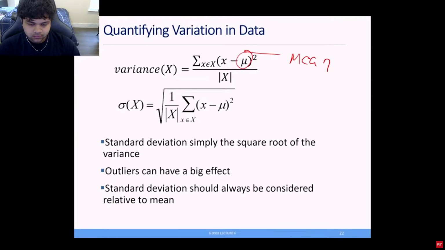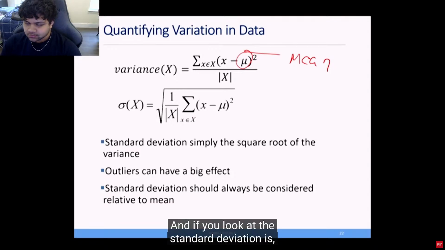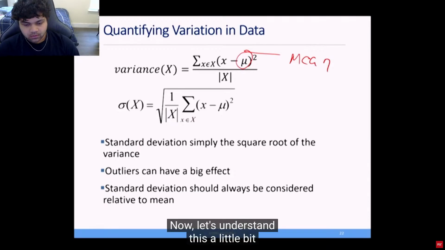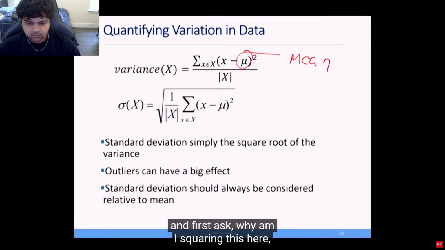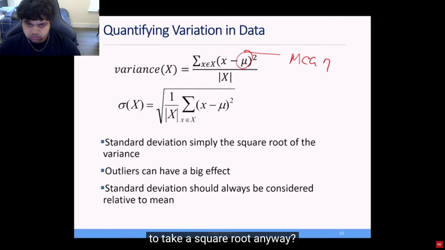All right, and then the thing you're more familiar with is the standard deviation. If you look at what the standard deviation is, it's simply the square root of the variance. Now, let's understand this a little bit and first ask, why am I squaring this here? Especially because later on I'm just going to take the square root anyway.